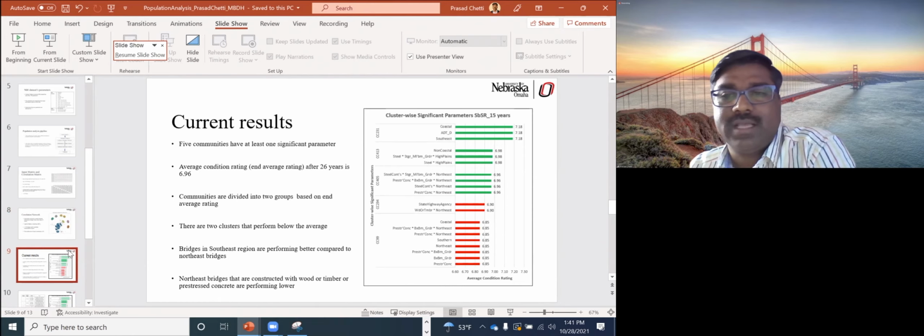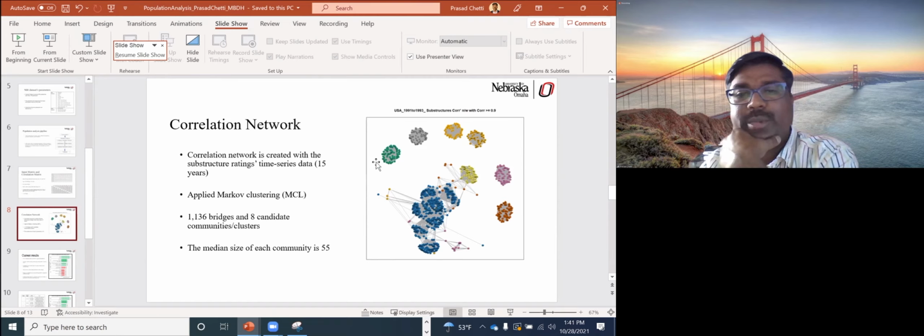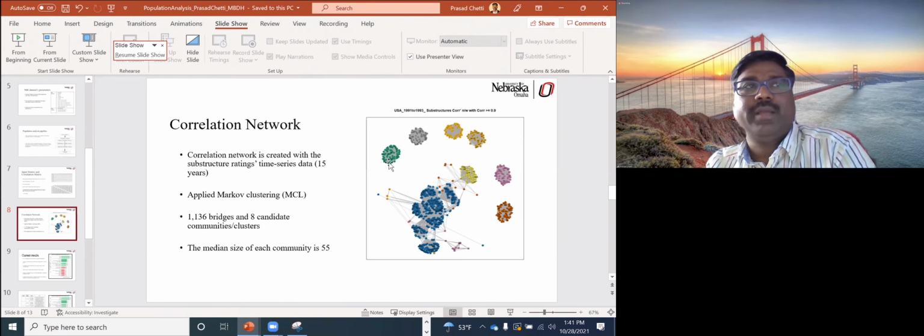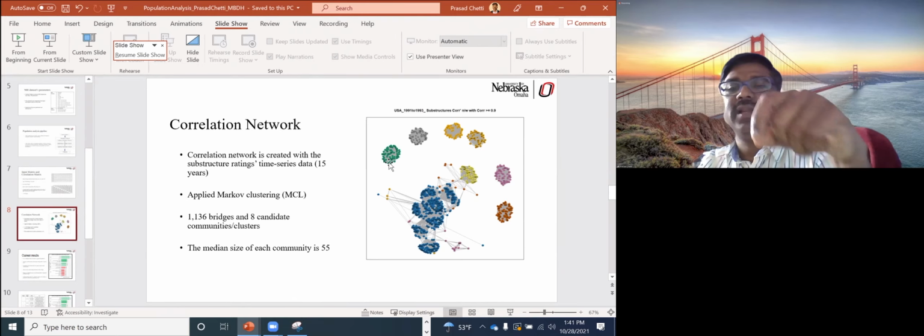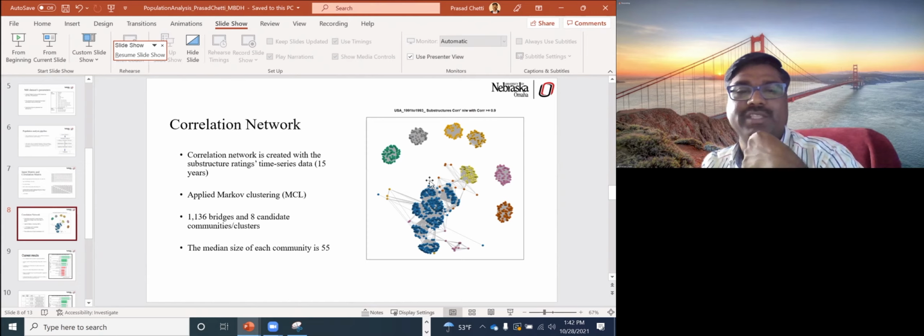The next task is comparing each community with the rest of the communities of bridges. For example, if I consider a particular community, this one, I consider a particular parameter and check whether it is significantly enriched for this cluster in comparison with the rest of the clusters. This is done using the hypergeometric distribution.